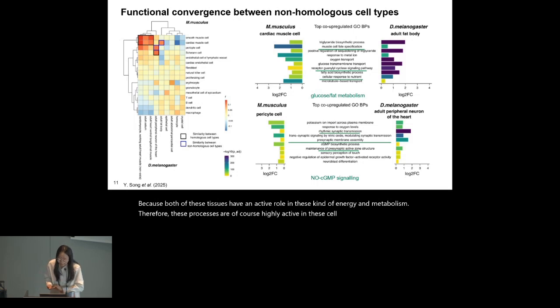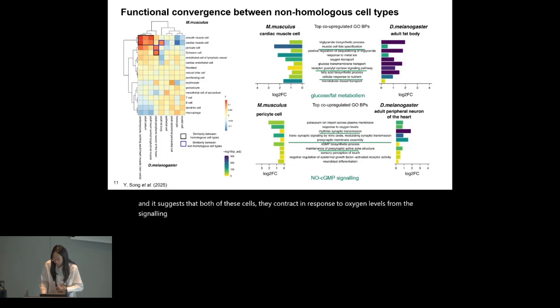And the second pair we found is the pericyte cells in mouse with the peripheral neurons in Drosophila. And it's interesting because here the highlighted terms are related to nitric oxide cGMP signaling. And it suggests that both of these cells contract in response to oxygen levels from this signaling pathway. And these are all well represented in literature.